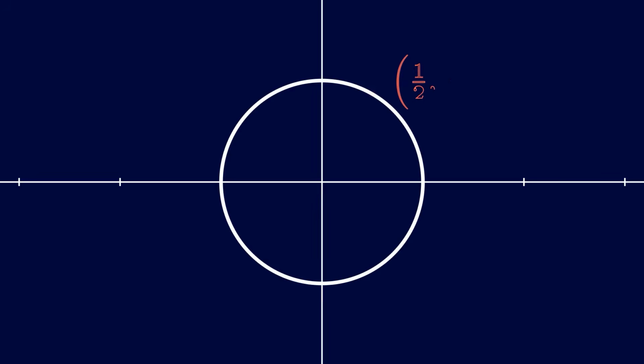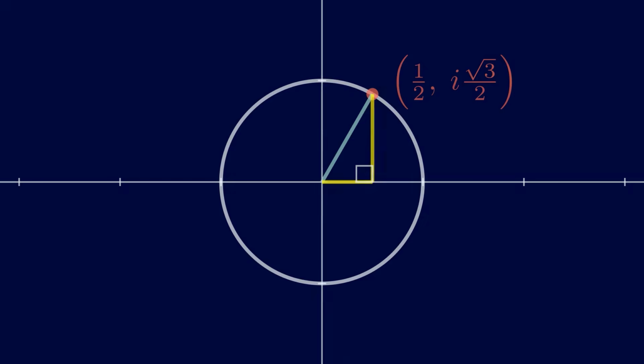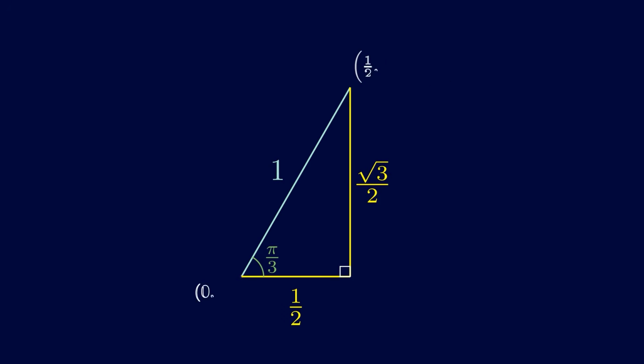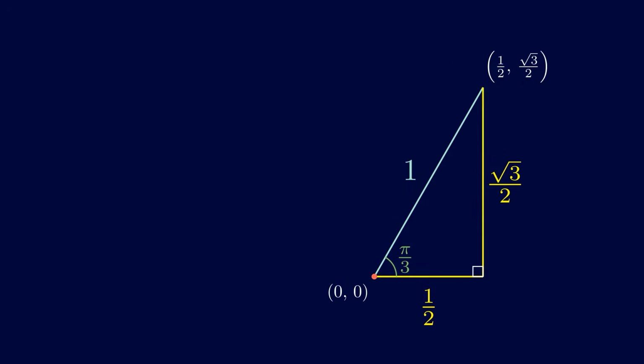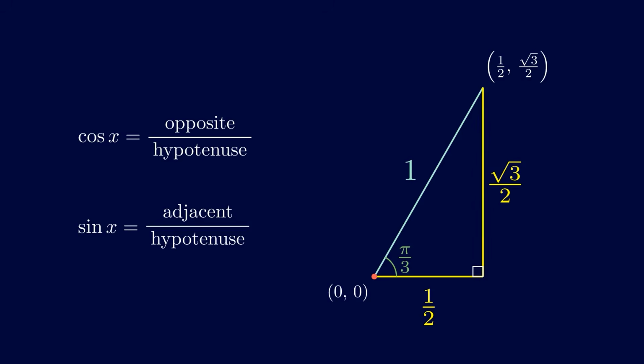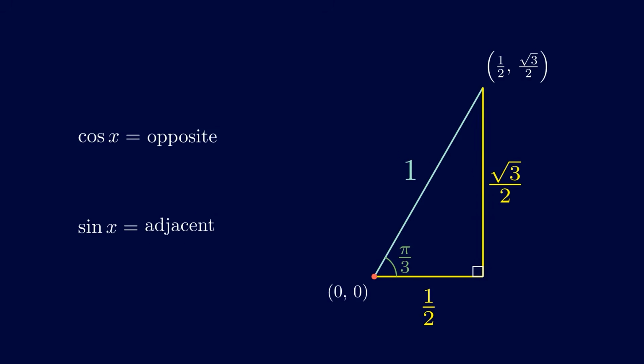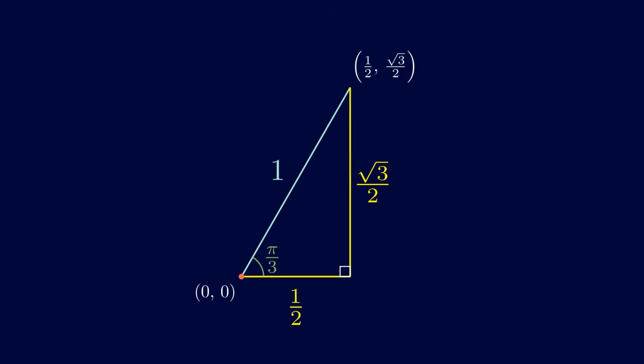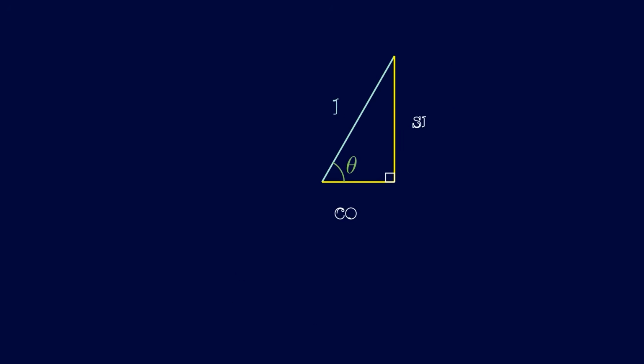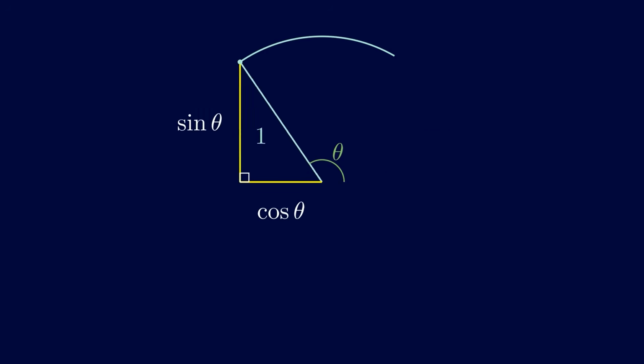Now, take any point on the circle. Notice that we can draw a right-angled triangle to it, with the hypotenuse being the radius with length 1. The x and y values of the point would each correspond to the horizontal and vertical lengths of the triangle. Because the hypotenuse is 1, we can actually represent these sides with cosine and sine in terms of this angle. We can also notice that this is true for any angle on the circle.